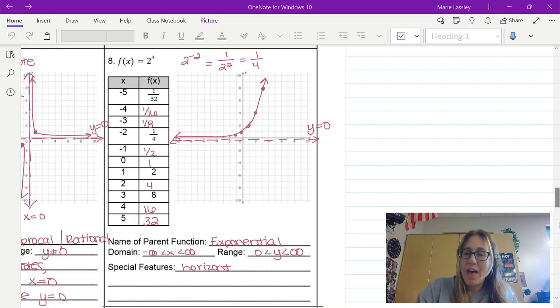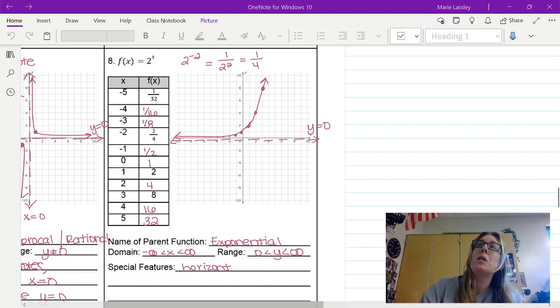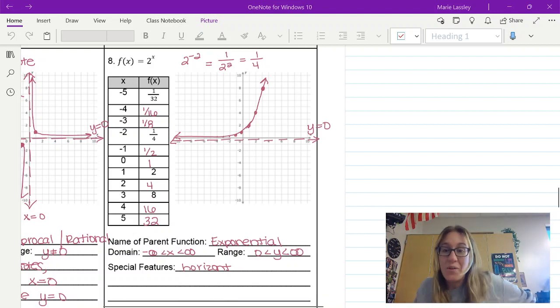Okay, so that is where is my mouse? Hold on, I've just lost it really quick. Oh, I found it.